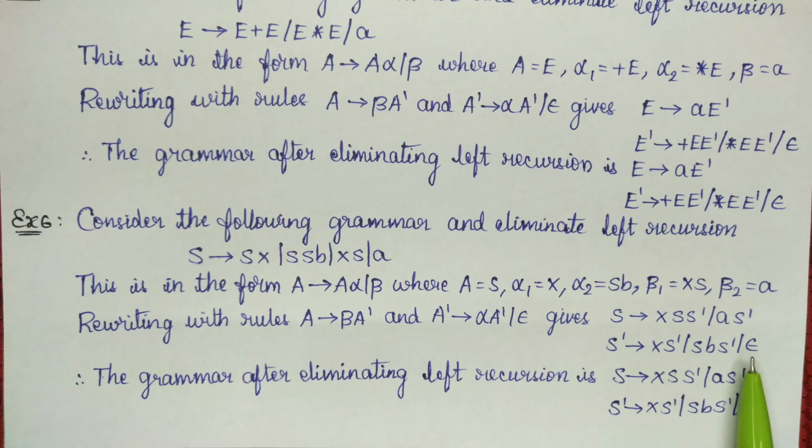So the grammar after eliminating the left recursion is S produces XS S dash or A S dash. For A produces beta 1 A dash or beta 2 A dash, and S dash produces X S dash or SB S dash or epsilon. For A dash produces alpha 1 A dash or alpha 2 A dash or epsilon.